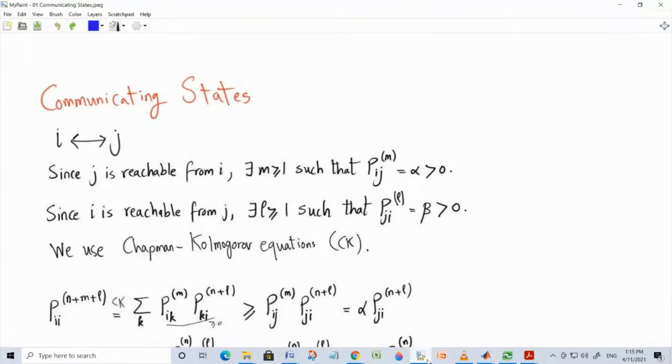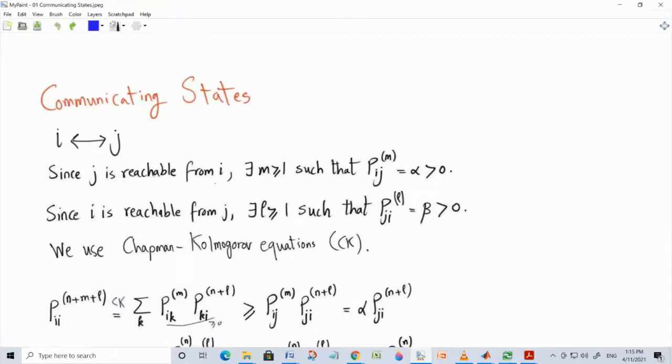Okay, so last time we were talking about communicating states. Those are states in a discrete-time Markov chain that are accessible from one another. So you can, starting from i, go to j, and starting from j, go to i. And of course, this should have a mathematical definition.